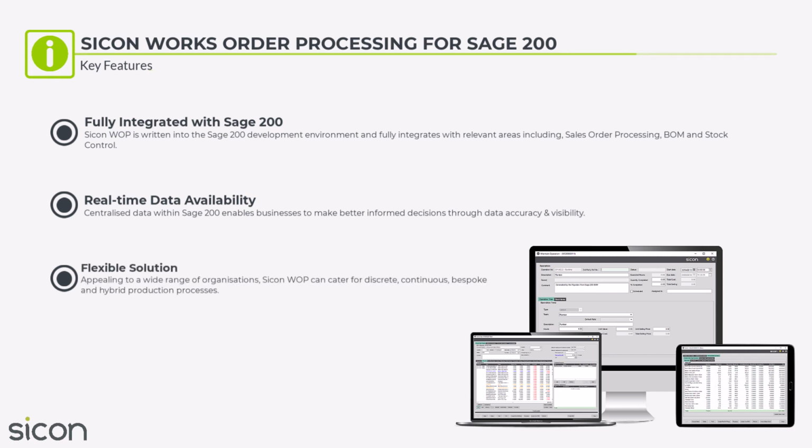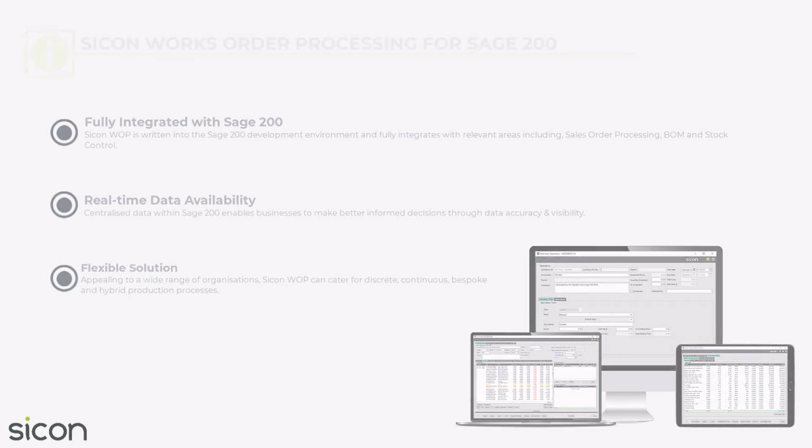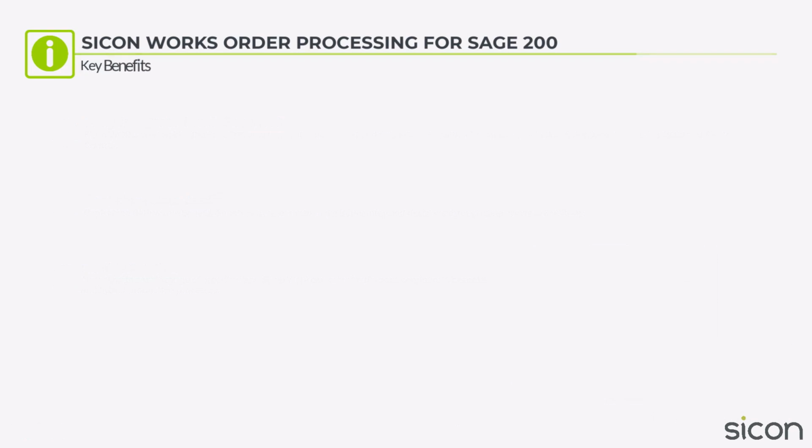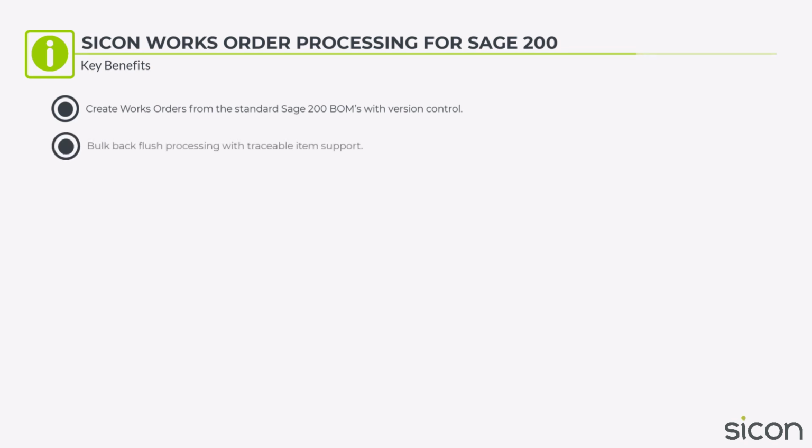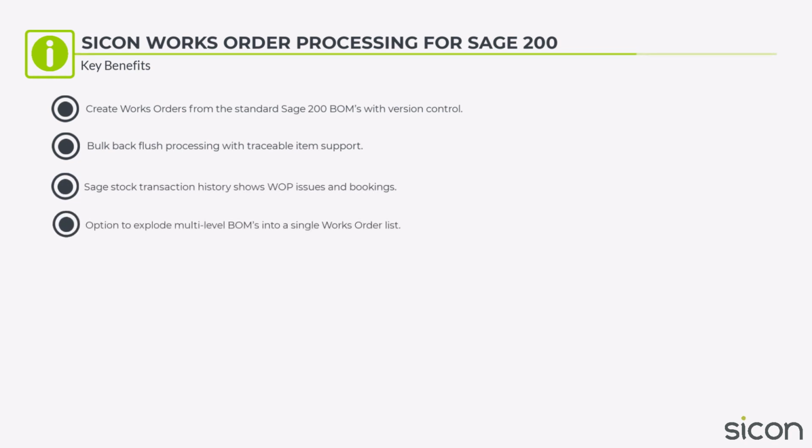Flexible solution. Appealing to a wide range of organizations, Sicon WOP can cater for discrete, continuous, bespoke and hybrid production processes. Key benefits. Create works orders from the standard Sage 200 BOMs with version control. Bulk backflush processing with traceable item support. Sage stock transaction history shows WOP issues and bookings. Option to explode multi-level BOMs into a single works order list.